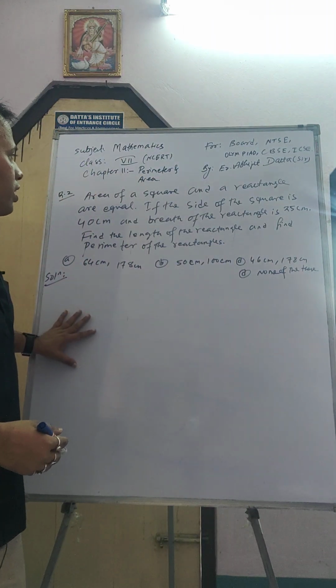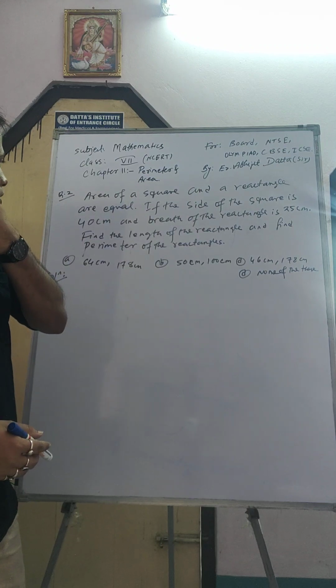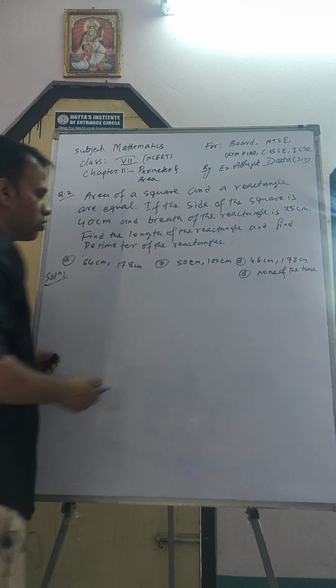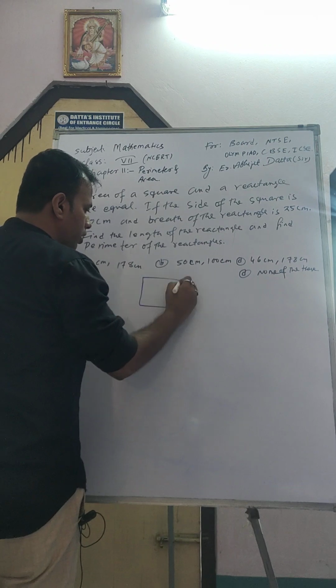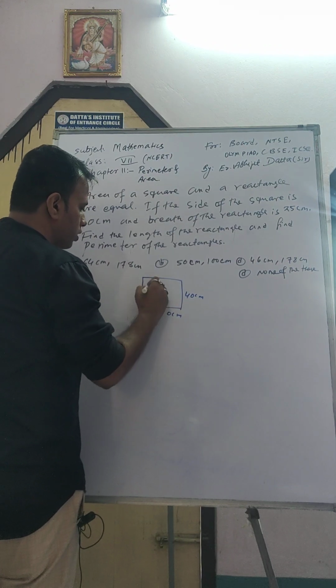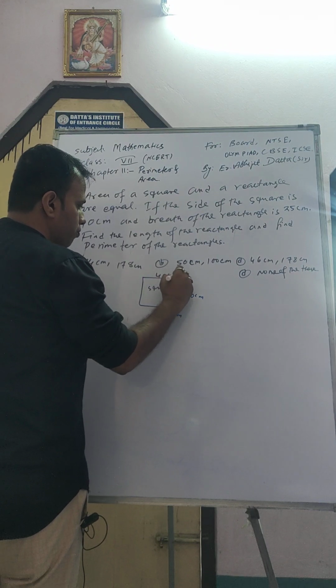The areas of a square and a rectangle are equal. If the side of the square is 40 cm and the breadth of the rectangle is 25 cm, find the length of the rectangle and the perimeter of the rectangle. Okay, so first I try to draw the square. Suppose this one is a square, whole side is 40 cm. Okay, then all sides will be 40.